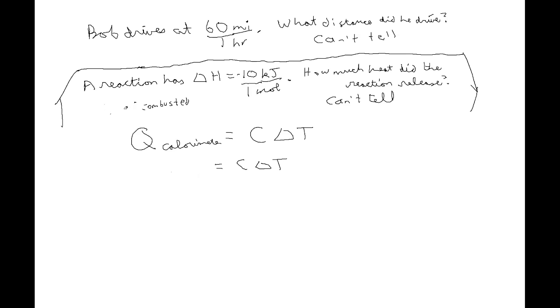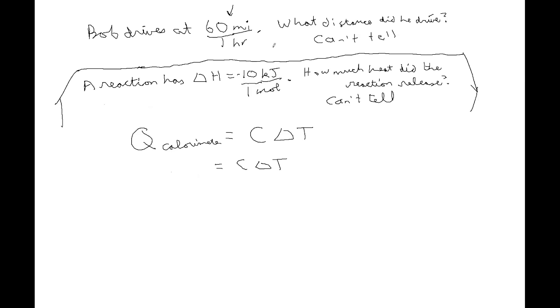But if they don't tell you the number of moles, then you have no way of figuring out what the heat was. Just like over here, what extra information do you need to figure out what distance Bob drove? We need to know how many hours he was driving for. If you know the hours and the miles per hour, then you can figure out the distance. But you can't figure it out just from this.